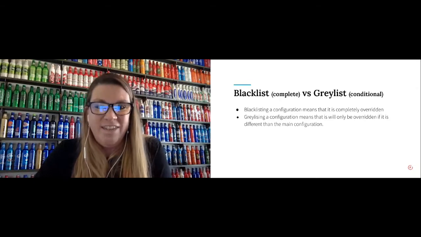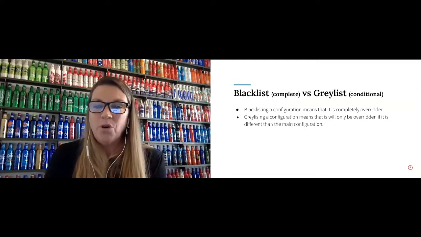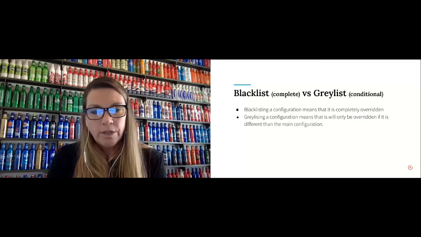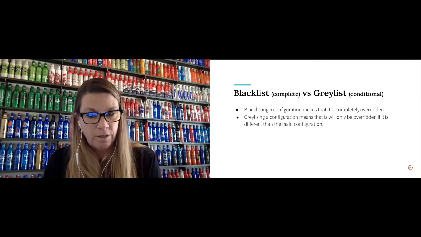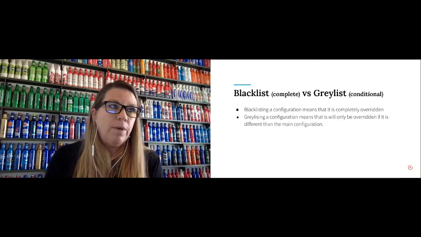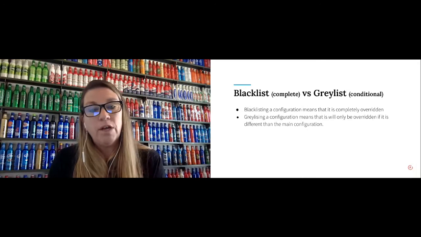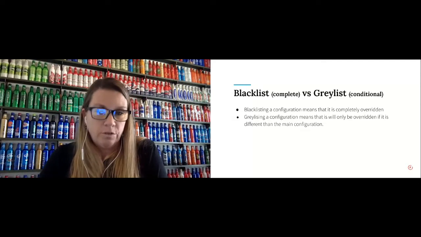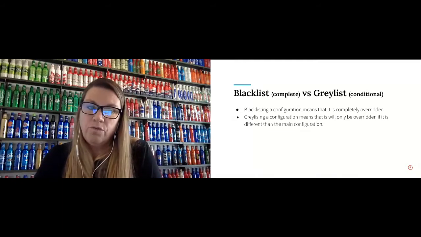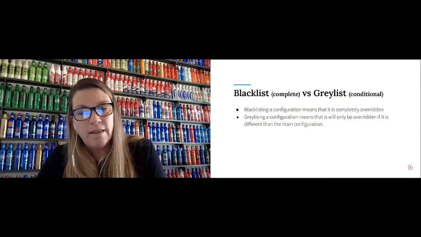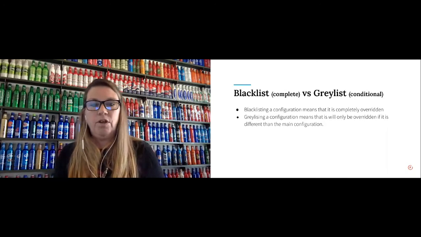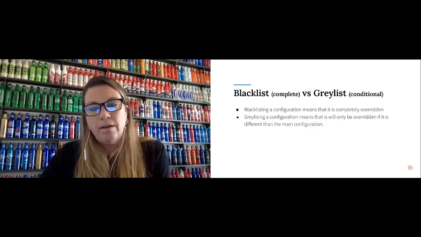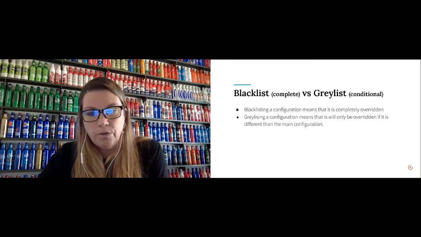Anyway, gray list. The gray list has been kind of more of a gray area, no pun intended. Gray listing configuration basically means that it's only going to be overwritten if it's different than your main configuration. For example, you may have configuration for search in your main configuration, maybe pointing to your production search environment, but you have another configuration file in one of your split folders that overwrites that. That's what's considered the gray list of the configuration. I know that I was confused about that for a long time, but basically you want to think about it as more of a conditional split as opposed to a complete split.